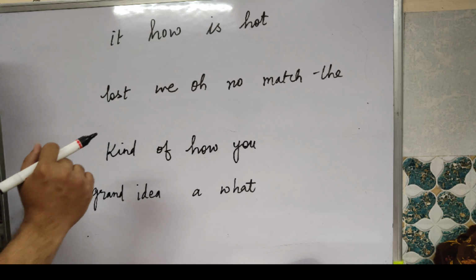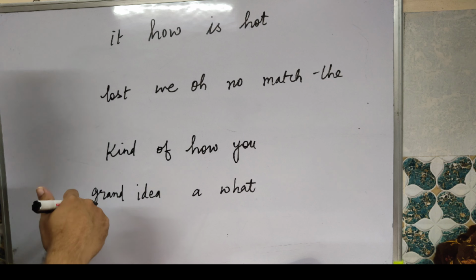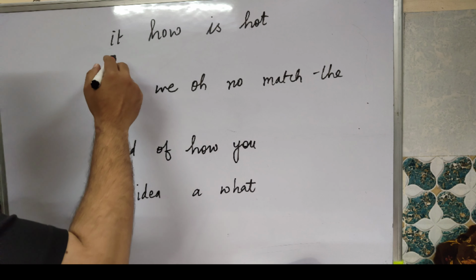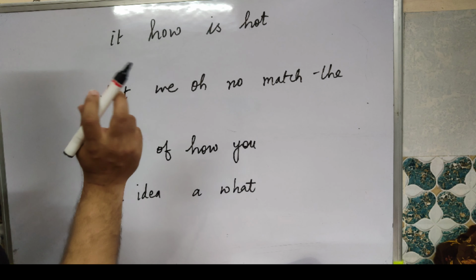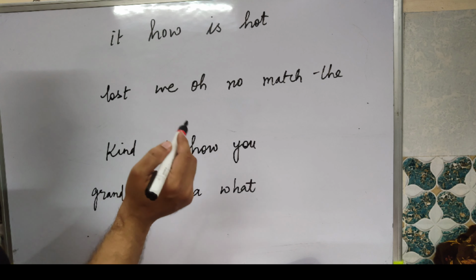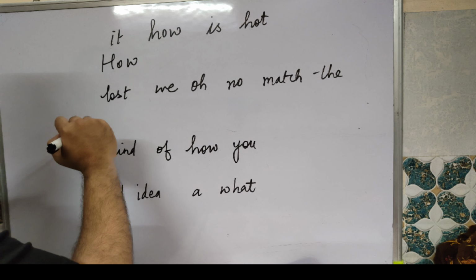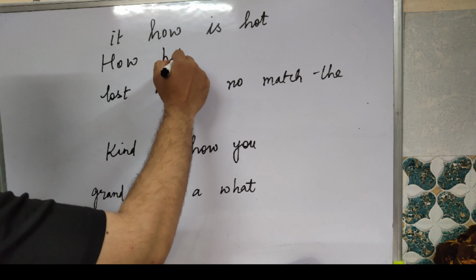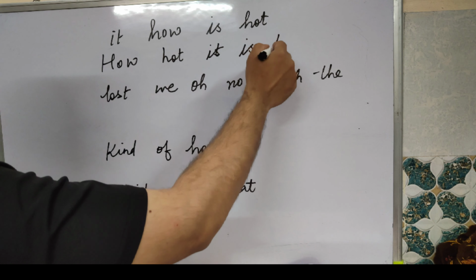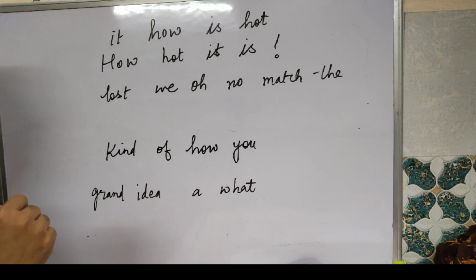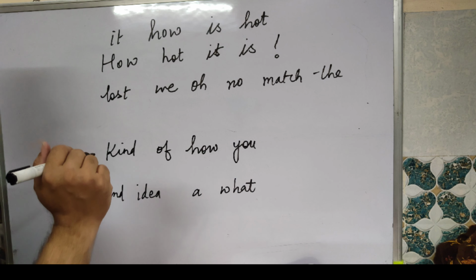Okay, now let's see these exclamation sentences. It is also in the jumbled form. So let's see. It how is hot. So it must be how hot it is. So how capital, okay, hot it is question mark. All right, I'm sorry, not the question mark, exclamation mark.